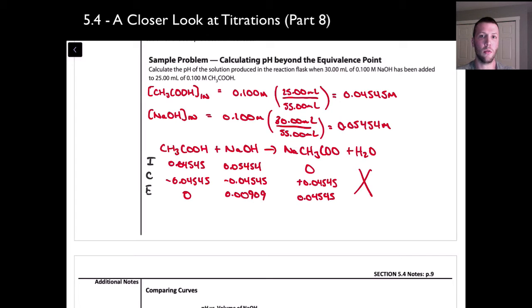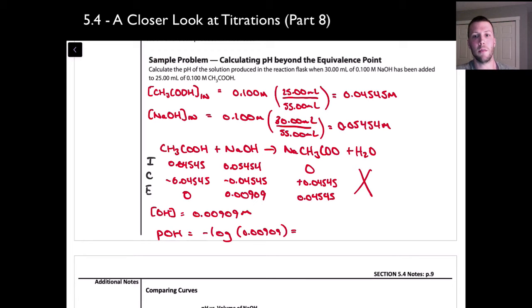So we can assume that the final hydroxide ion concentration is solely coming from sodium hydroxide. We can ignore the minimal amount that is going to come from the hydrolysis of acetate ion. So we're just going to take the negative log of 0.00909 molar to get our pOH, and then 14 minus that answer to get our pH.